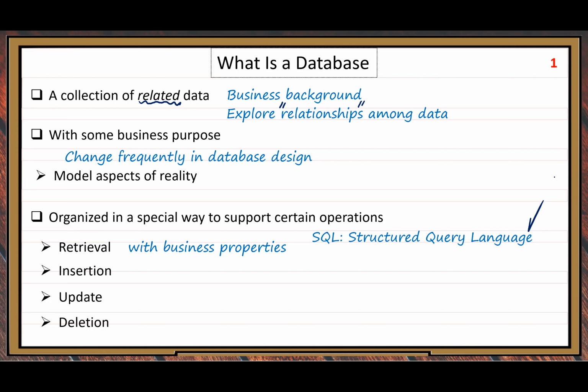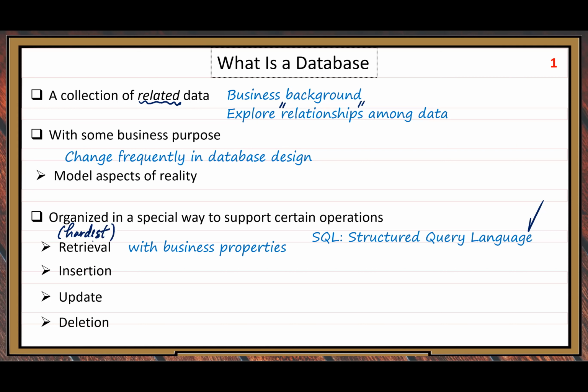Then let me explain one by one. Retrieval with business properties. Among these four basic operations, the retrieval part is the hardest. Hardest, that means there are so many different ways to do the retrieval. And for this class, we spend most of our SQL query time on this retrieval type.